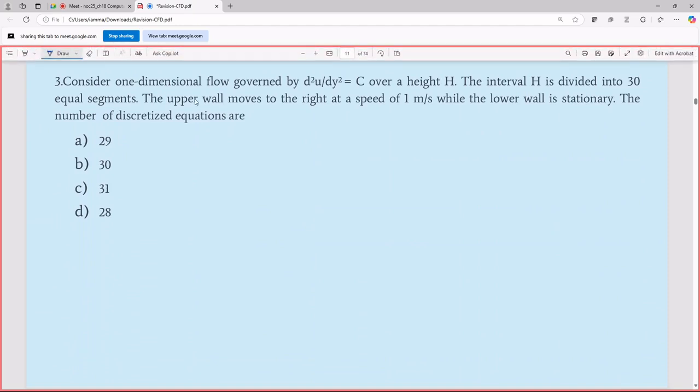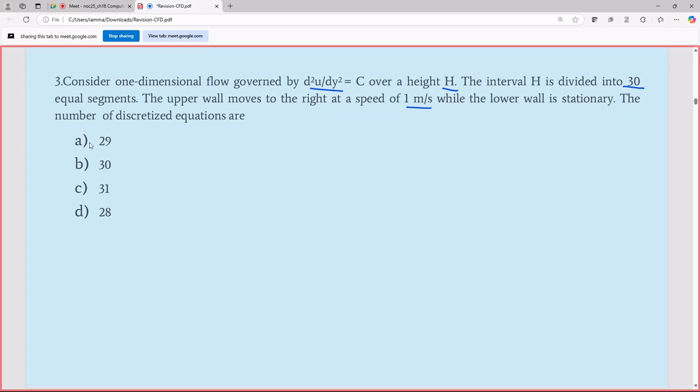Consider one-dimensional flow governed by d square u by dy square is equal to a constant over a height h. The interval h is divided into 30 equal segments. The upper wall moves to the right at a speed of 1 meter per second, while the lower wall is stationary. The number of discrete equations are.